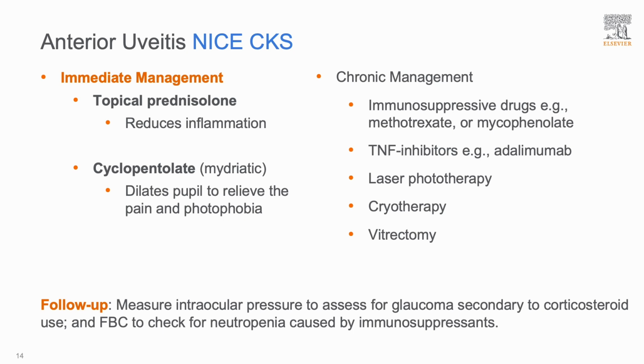Regarding the chronic long-term management, it is important to address the underlying etiology which may be predisposing patients to developing anterior uveitis. As already discussed in a previous slide, the most common causes of anterior uveitis are chronic autoimmune diseases. As such, these can be managed with the following therapies. For example, immunosuppressive drugs such as methotrexate or mycophenolate, or TNF inhibitors such as adalimumab. Alternatively, in refractory cases of anterior uveitis, laser phototherapy, cryotherapy or vitrectomy may be indicated.